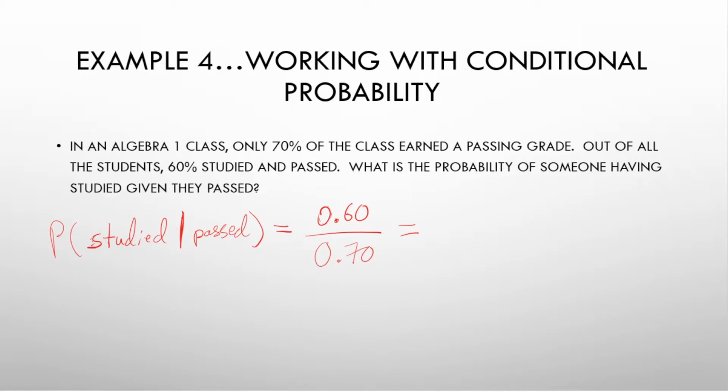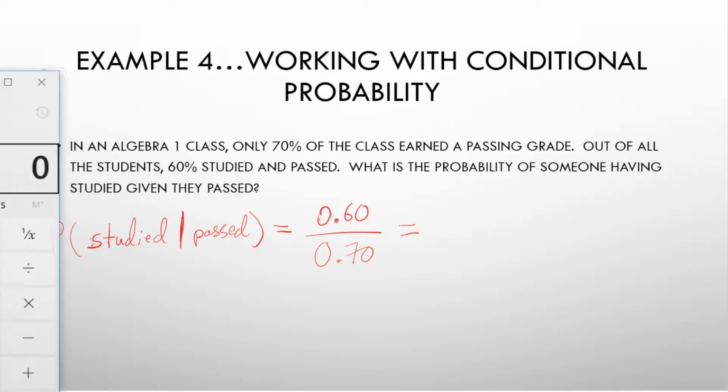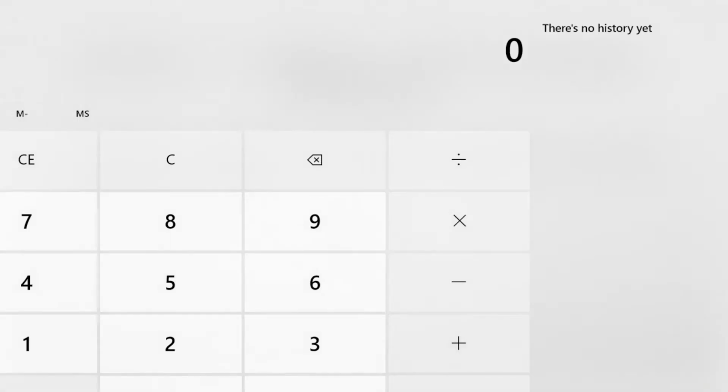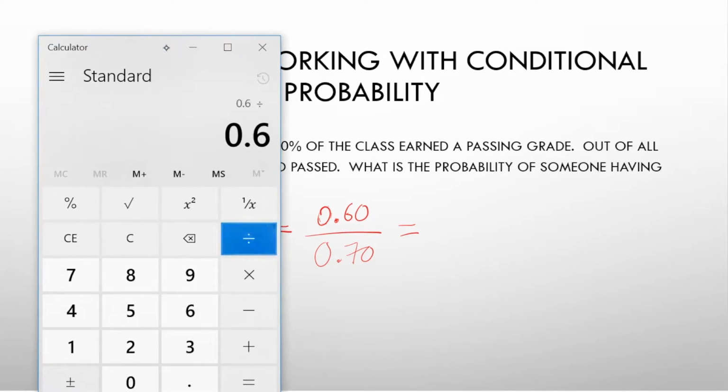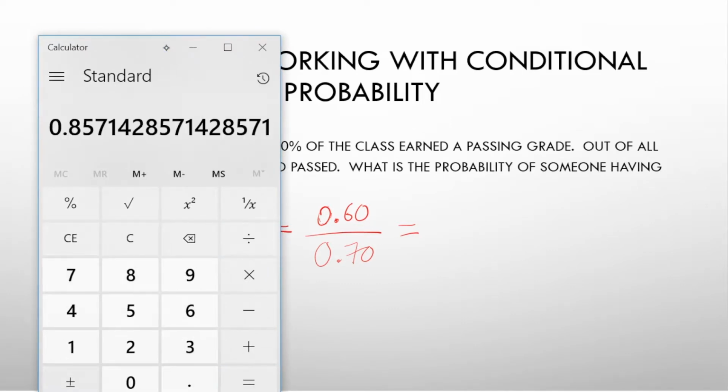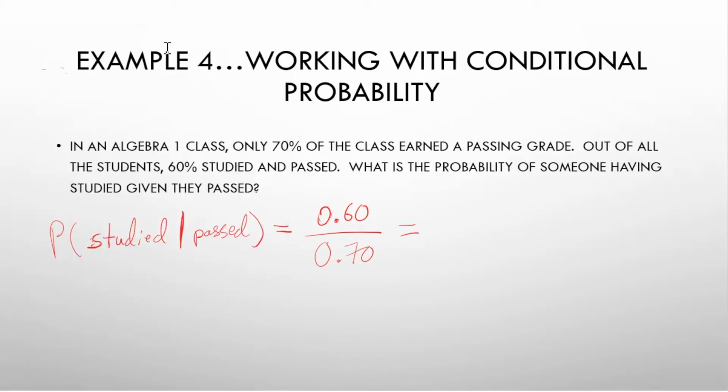So on this one here, we would get 0.6 divided by 0.7, which is 0.857. Going to 3 decimal places is a good rule of thumb. So 0.857 is the probability that, given that we know they passed, there's about an 85% chance that they studied as well, which makes logical sense.